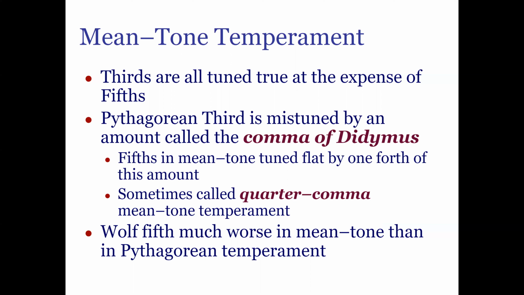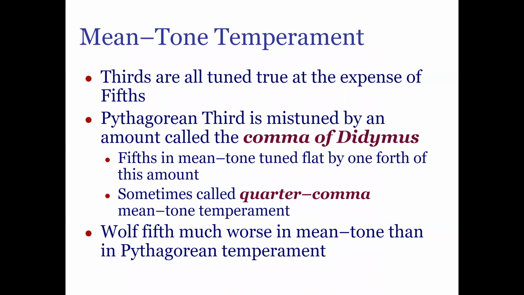But in equal temperament, neither the fifths nor the thirds are tuned exactly, as we'll see. The fifths are closer. They're a little bit flat, but not as flat as they are in the mean tone temperament. The thirds are still fairly sharp, but not as sharp as they are in the Pythagorean temperament. So the modern equal temperament compromises both the thirds and the fifths. Thirds more than fifths, but both are compromised.